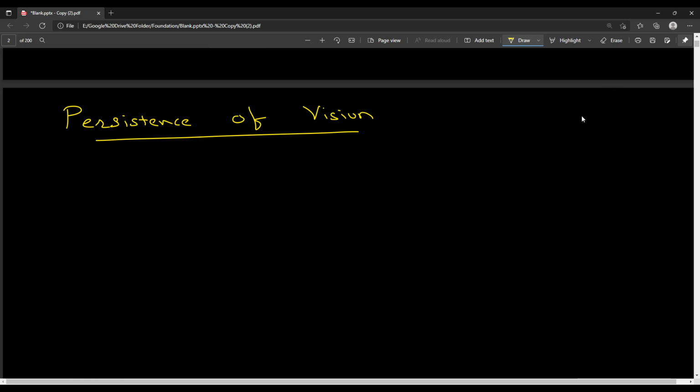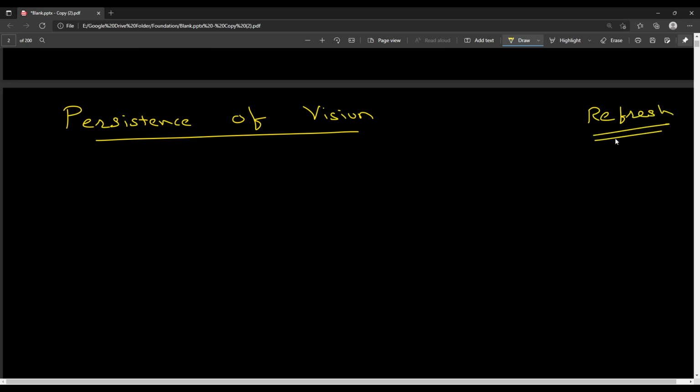Now let us go to the second point. The second point is about persistence of vision. This is a very simple point to understand. In computers or laptops, you must have seen an option called refresh, right? It can be used even in Google Chrome or Edge, whatever internet browser you are using. Technically, refresh is an option which you have seen frequently in computers.